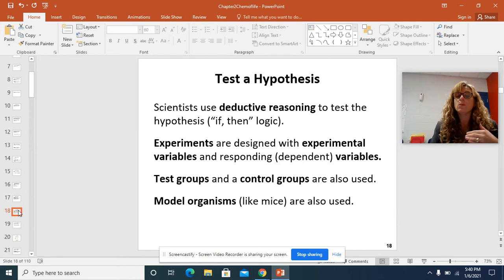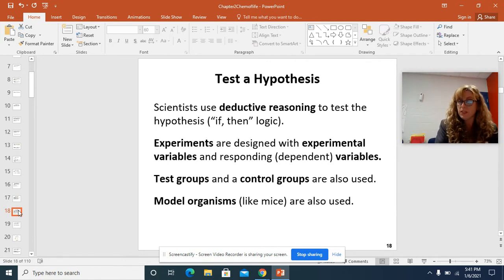And then we use deductive reasoning to test it. We have if-then logic. If this, then this. And then we use experiments to gather that data, okay? And so we have experimental variables and dependent variables. And you have test groups and control groups, okay? So we use model organisms. With COVID, we use us because we need to, right?